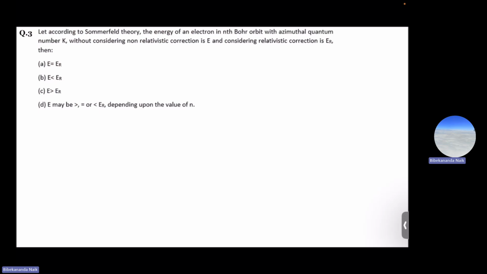It's a very good question. We need to consider the Bohr-Sommerfeld modification to the energy of the electron, and then see, when we apply the relativistic correction, what will be the change in energy, whether the new energy value that we obtain will be greater than, less than, or equal to the earlier energy value. I'll give you a few minutes and then we will discuss in detail.